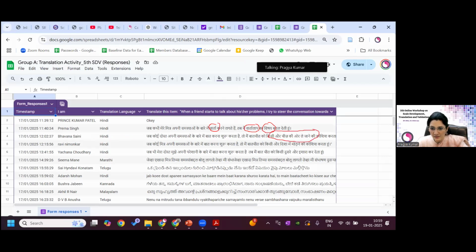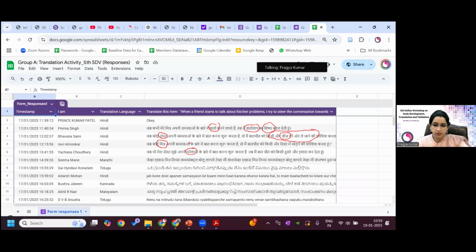Again, like "चीज", if you see this term like "चीज", "किसी और चीज", so this is not very clear. Again, it is written like "जब कोई मित्र". This is the same; Ravi has written in the group, I think both the groups. And yes, a few people have written "दोस्त", one person has written "मित्र". Yachna has written "जब भी मेरा दोस्त मुझे अपनी परेशानी के बारे में बात करना". So you can see now there are two terms.